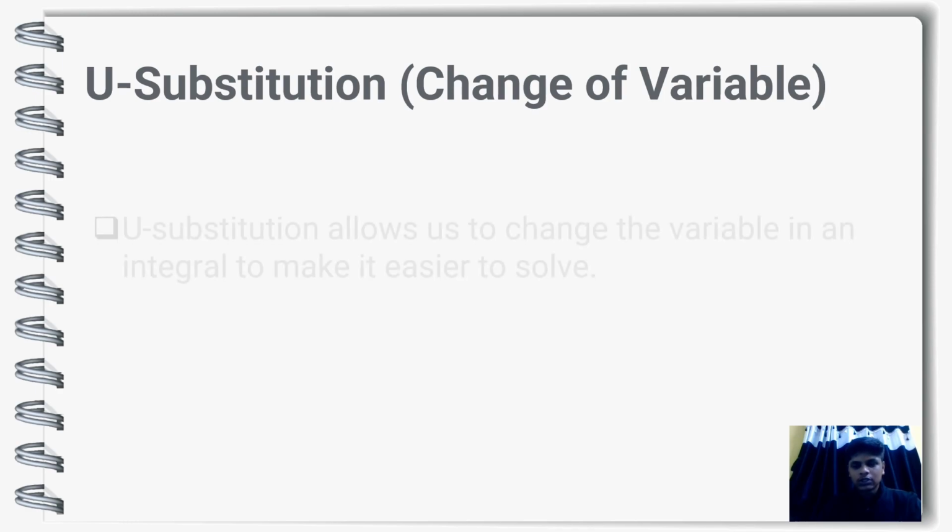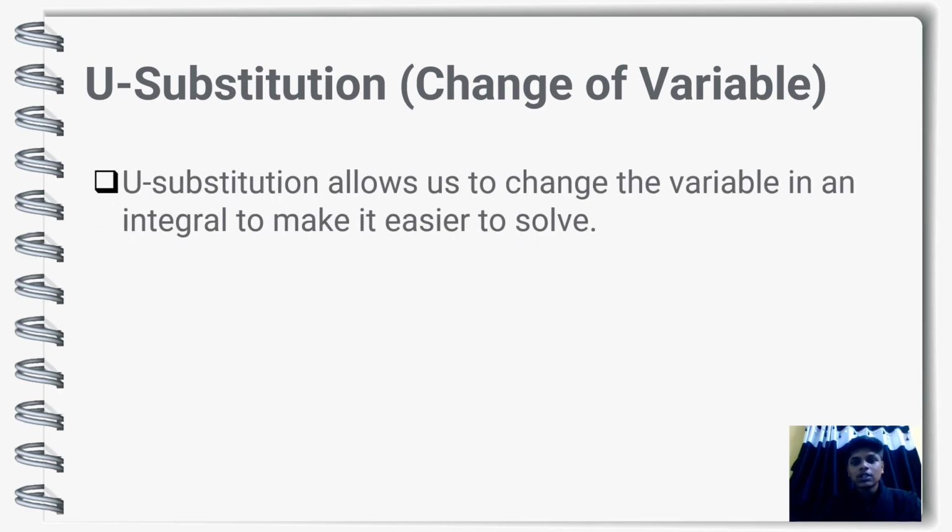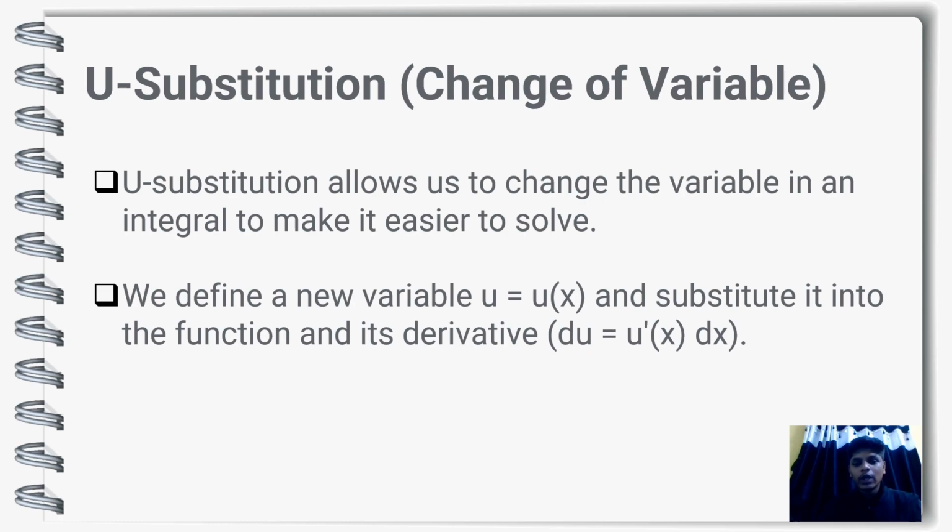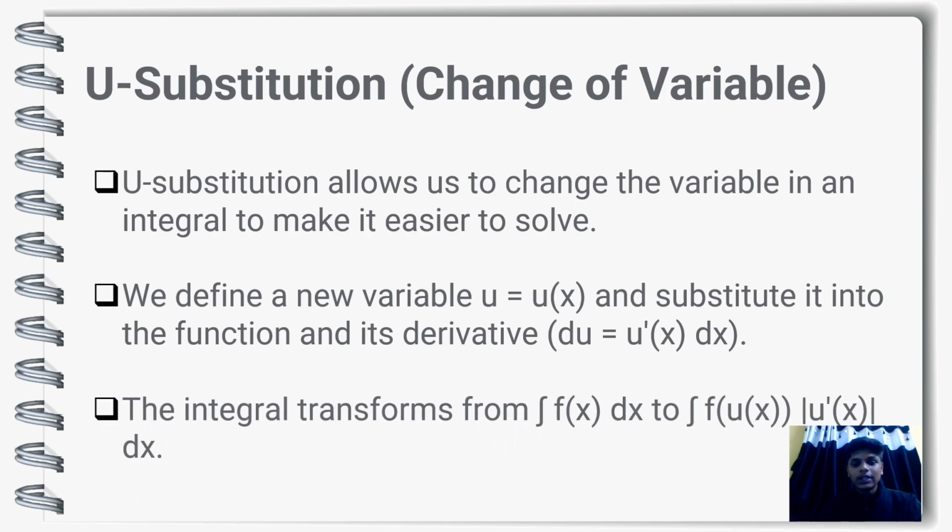U substitution, change of variable. U substitution allows us to change the variable in an integral to make it easier to solve. We define a new variable u equal to u of x and substitute it into the function and its derivative: du is equal to u dash of x dx. The integral transforms from integration of f of x dx to integration of f of u of x modulus of u dash of x dx.